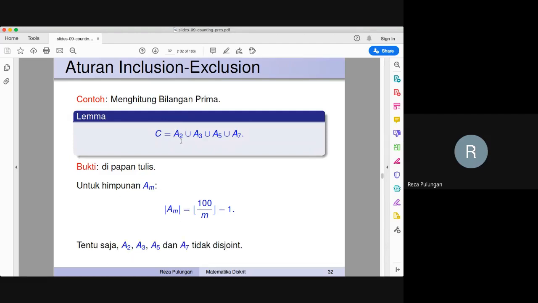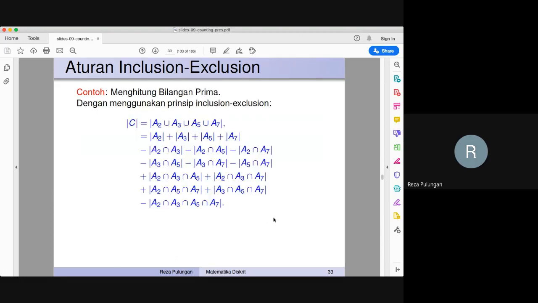So A2 here, how many are there inside of this one? This one is 100 divided by 2, 50, minus 1, 49. What about this one? A3. So 100 divided by 3, and then you floor them, minus 1, and so on. But they are not disjoint. So what about if they are not disjoint then?